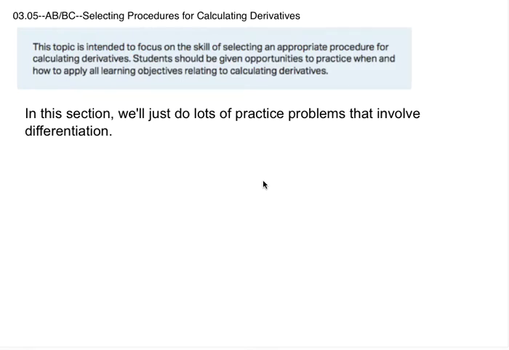Okay, this is AP, AB, and BC Calculus. We're doing Unit 3, Section 5, which is selecting procedures for calculating derivatives. So in this situation, we're just going to do a lot of practice problems. There's no new material in Section 5 of Unit 3.